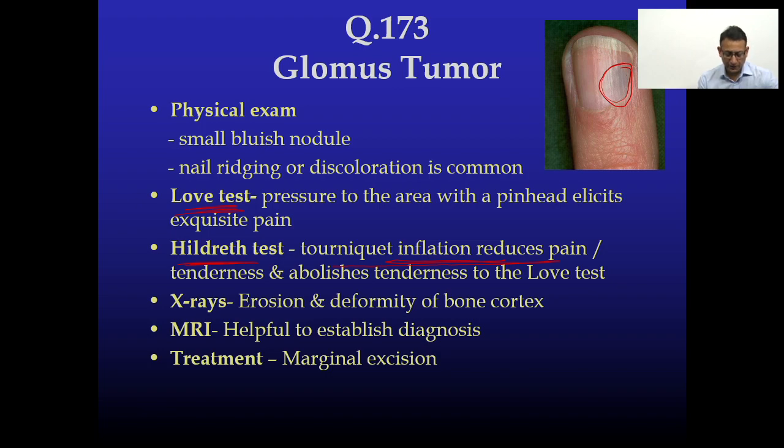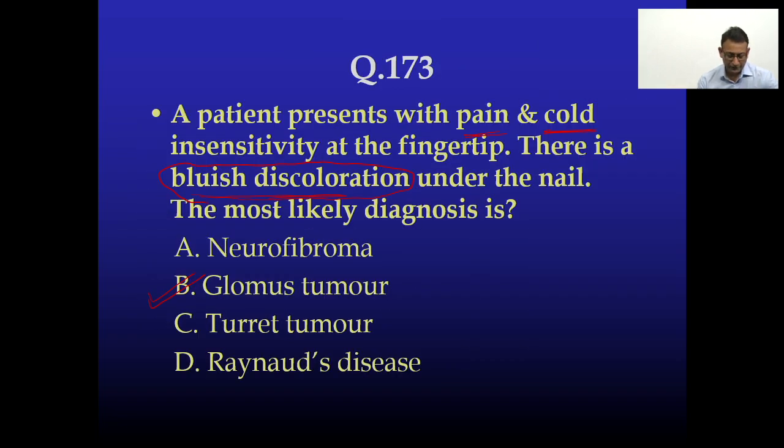On X-ray, you may or may not see erosions or deformity of the bone cortex. That, if it happens, will happen because of an increase in size of the tumor. MRI will definitely give you a diagnosis, and treatment for this kind of lesion is usually surgical, where we do marginal excision of the tumor. Another choice given here is Turret tumor. We all know what neurofibroma and Raynaud's disease are, but Turret tumor is something which is very rare.